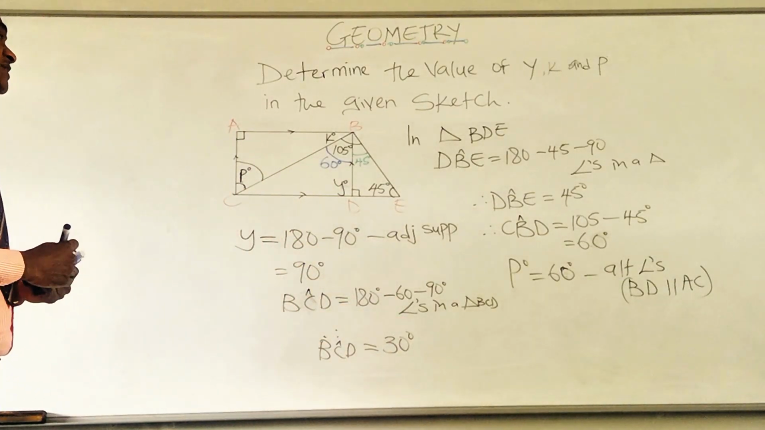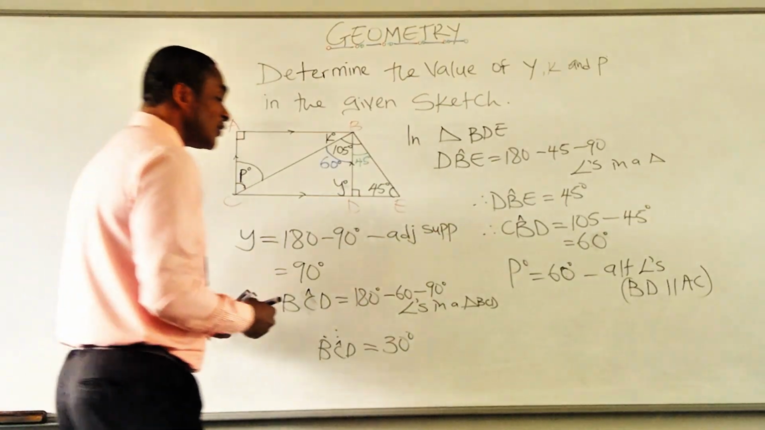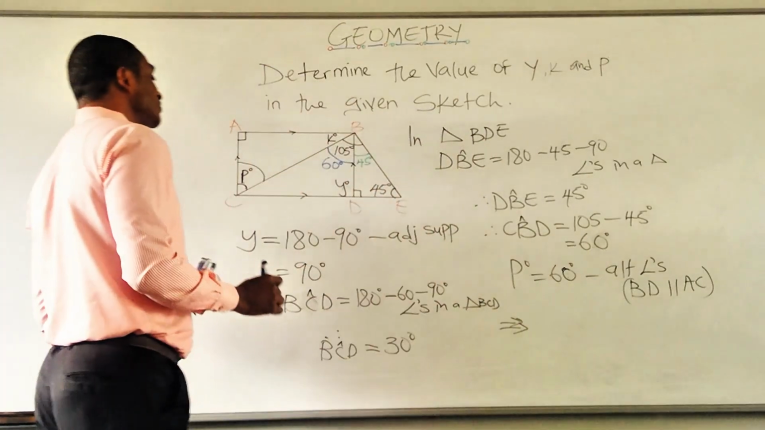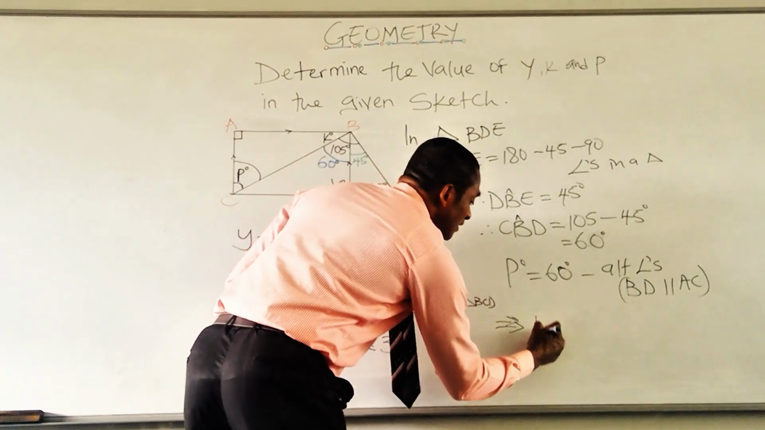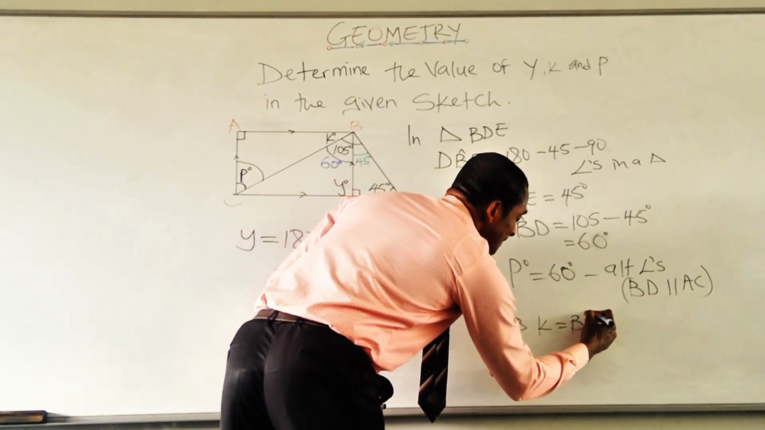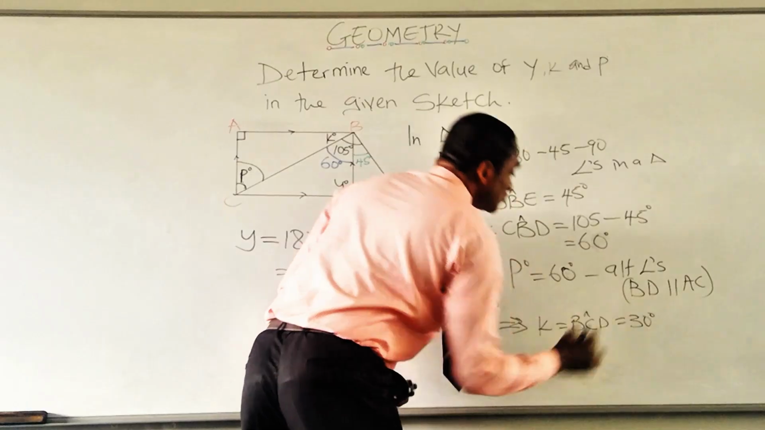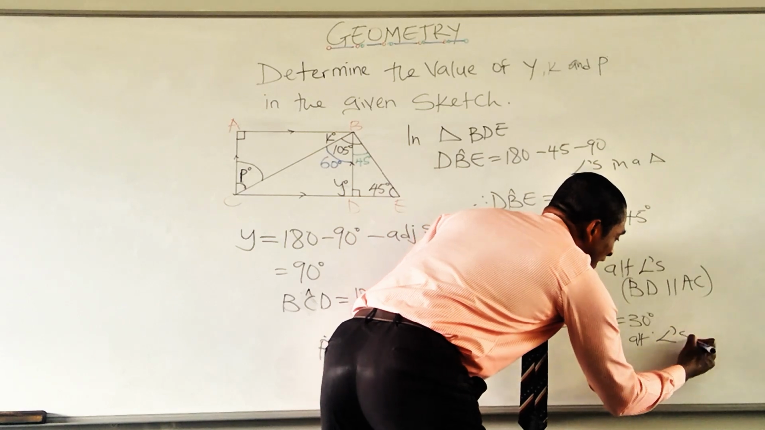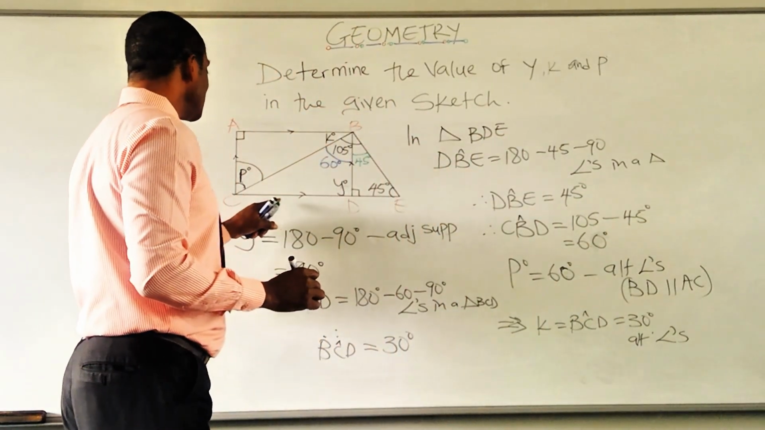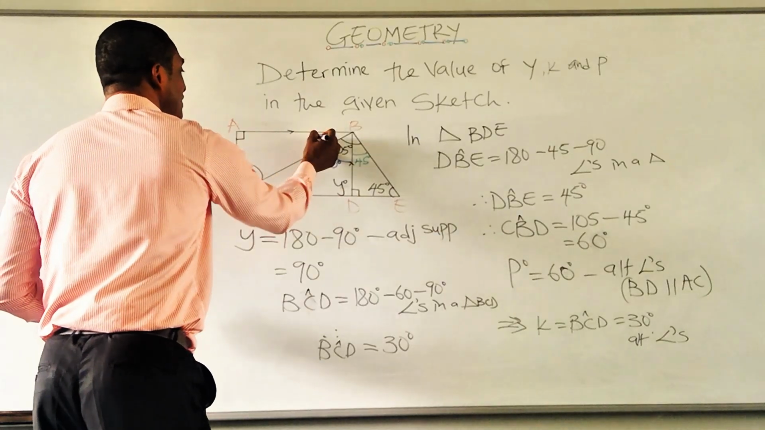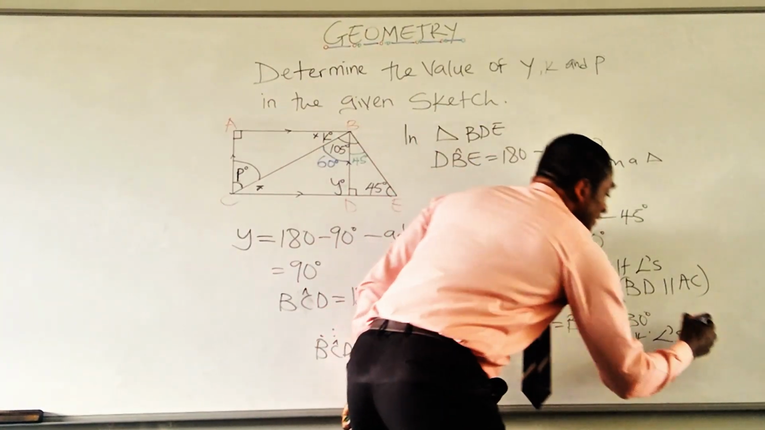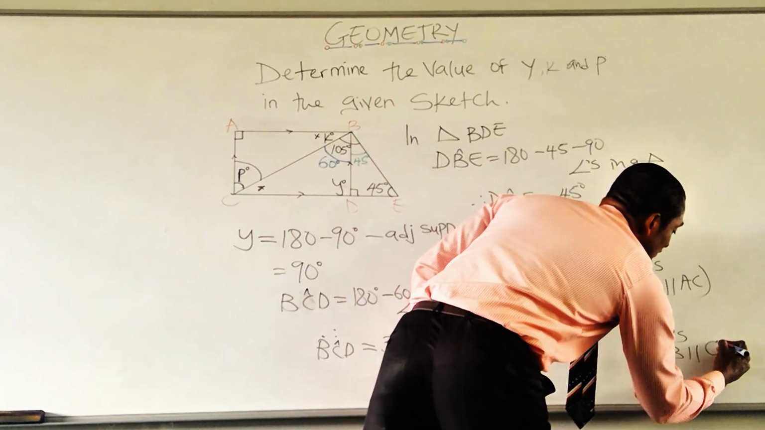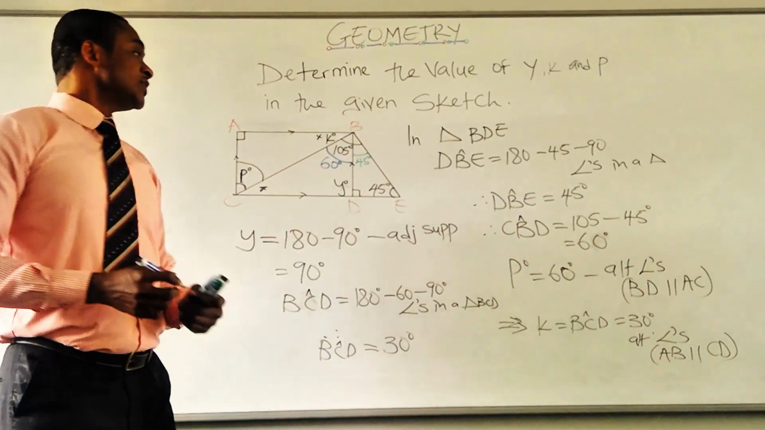If our BCD is 30 degrees, then we can go on and also establish that k is equal to BCD, which is 30 degrees as well, and our reason is alternate angles. Why are they alternate? Because AB is parallel to CD. And this is the solution to this problem.